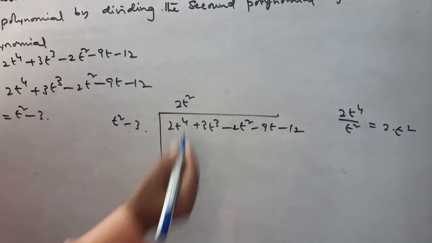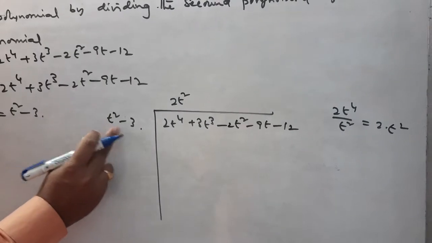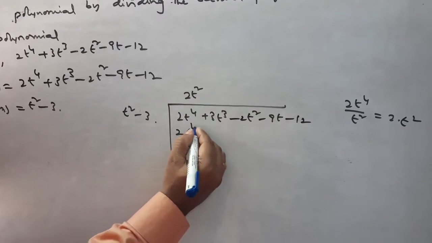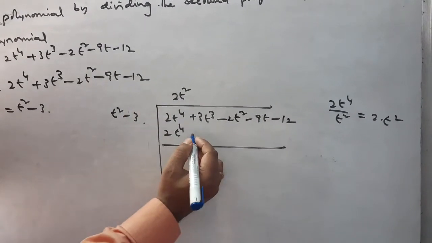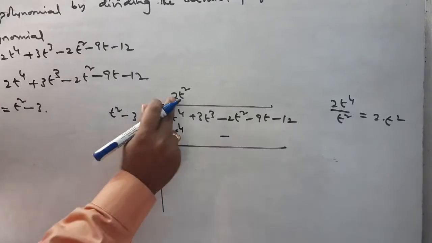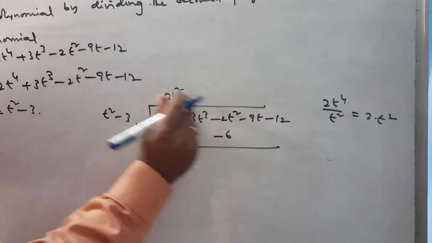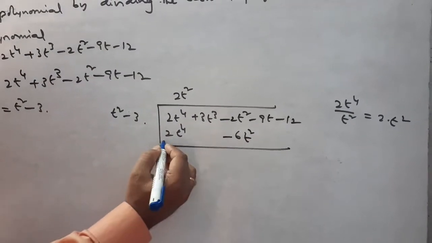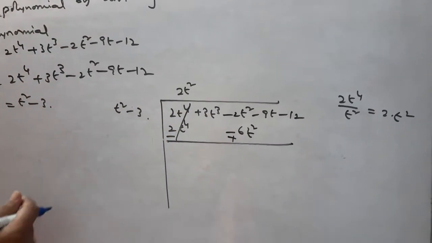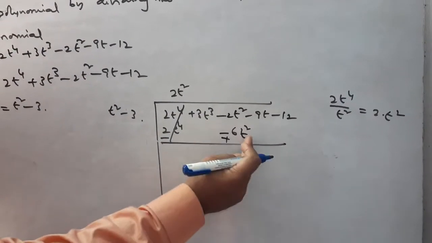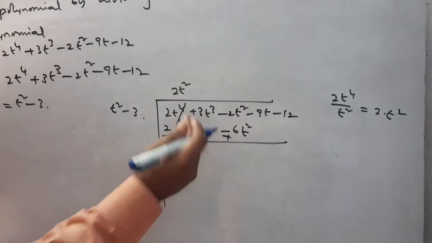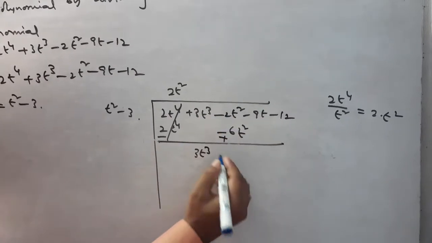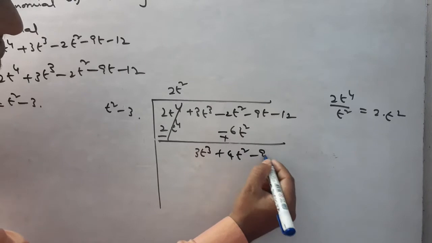Here 2t square. So 2t square multiplied with the divisor t square minus 3. 2 into 1, 2, t square into t square, t to the power of 4. Minus into plus, minus 3 into 2, 6t square. So subtraction means we have to change the sign. Minus plus, these both will be cancelled. These two terms are different, so the t square terms are the like terms. Here 3t cube, here plus 6t square minus 2t square, we will get 4t square minus 9t minus 12.